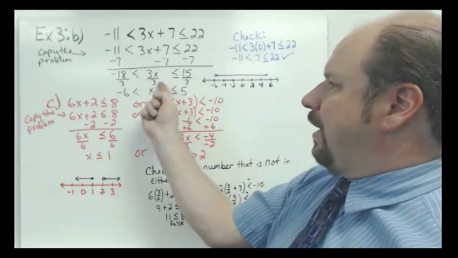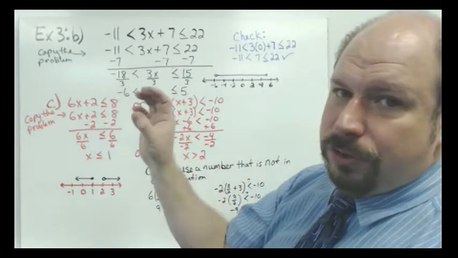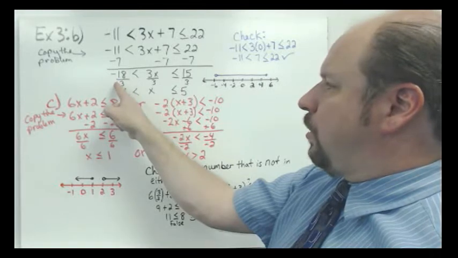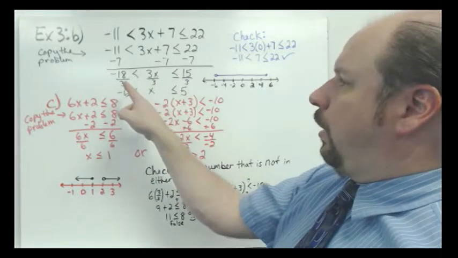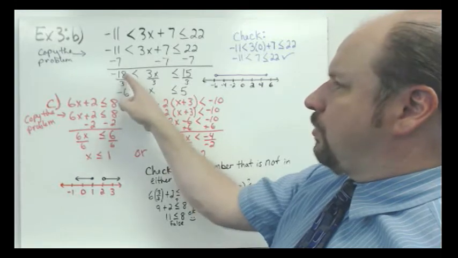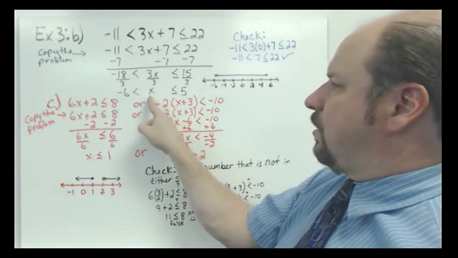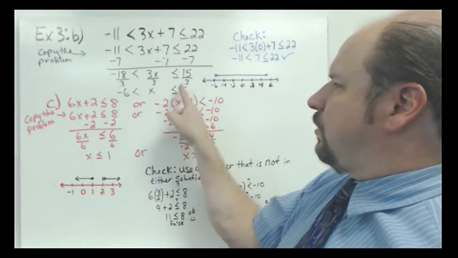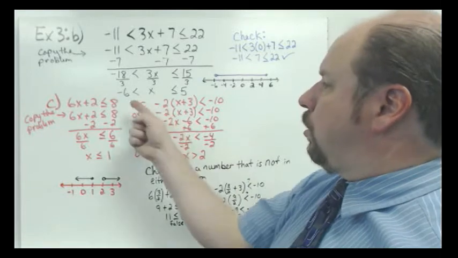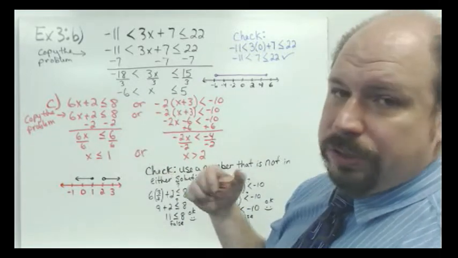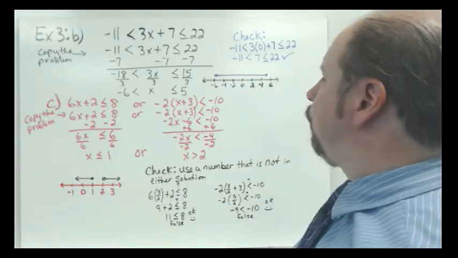And now to get x by itself, just divide by 3. So we have to do that to all three parts. So divide by 3 here, here, and here. And so when we do that, -18 divided by 3 is -6, is less than x, and is less than or equal to 15 divided by 3, which is 5. So here is our solution. Notice we don't have to rewrite it this time because it's already in that form.